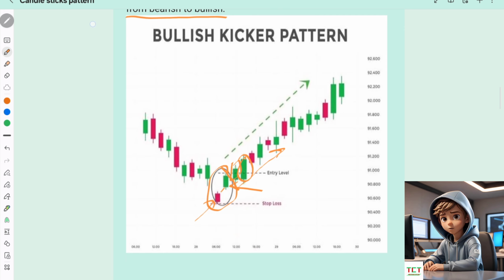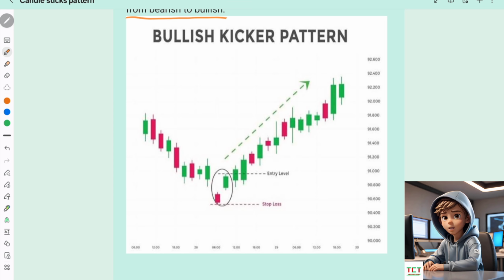What causes such a dramatic move? Usually it happens due to some major positive news or event that changes the entire perspective of traders. Maybe a company announces great earnings, or there's positive economic news. The gap up itself shows that buyers are so aggressive that they don't even want to trade at the previous day's prices. They're willing to pay much higher prices right from the opening.